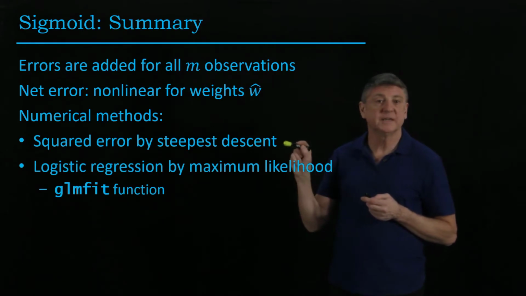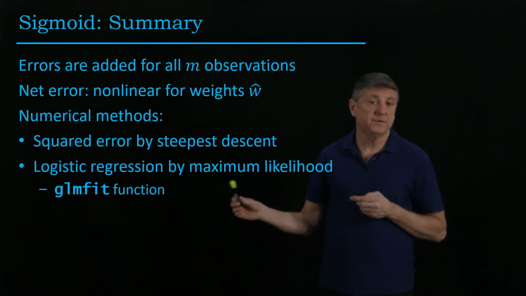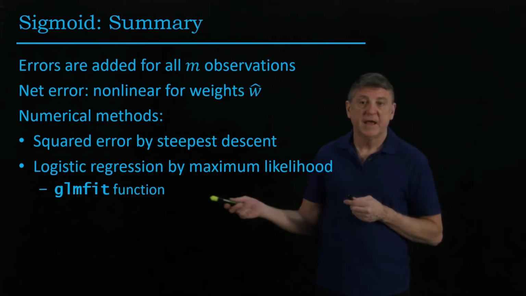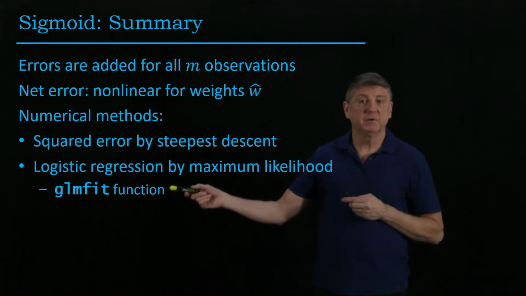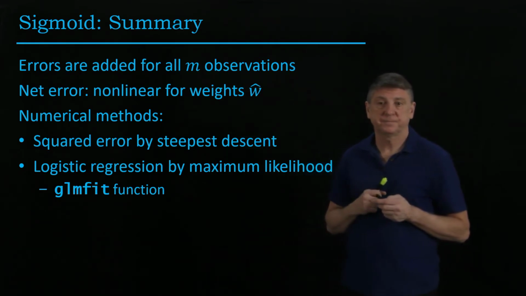The numerical methods: squared error is most often done using a steepest descent. We cover this in nonlinear data analysis. And then logistic regression often uses a maximum likelihood method, and in MATLAB, the generalized linear model fit function will perform this logistic regression for us.